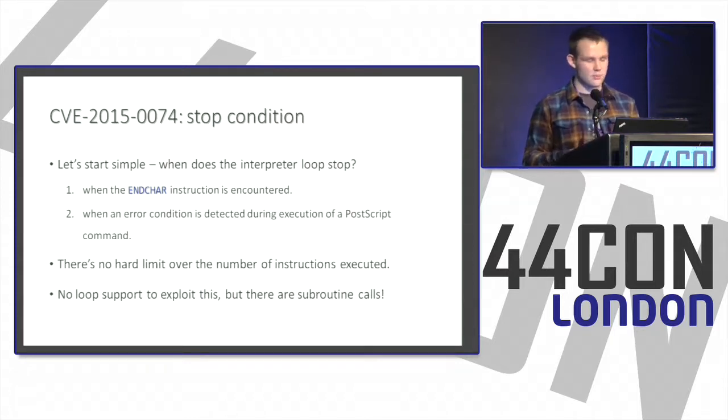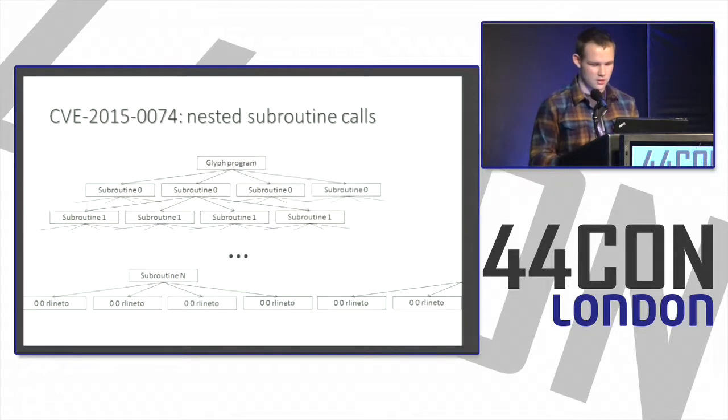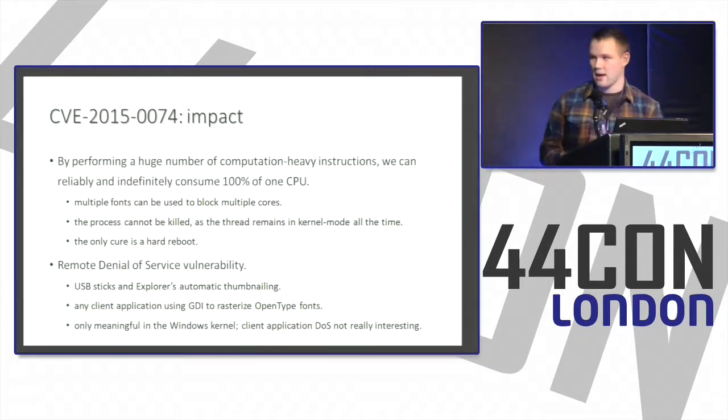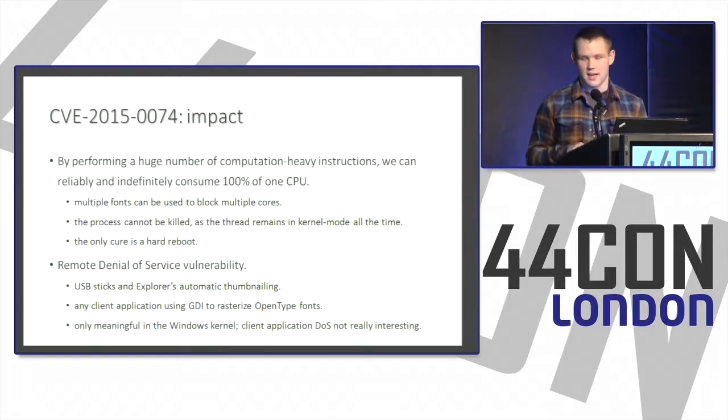And even though there is no loop support, contrary to, for example, TrueType, you have subroutine calls. So you can just create a large tree of subroutine calls of depth 16, for example, and at the bottom of it, you can have some CPU intensive instructions executed so that it will execute forever. So it's a very simple bug. It allows you to take up 100% of one CPU, and you can use multiple fonts to block multiple cores. And the process couldn't be killed on Windows because the thread would remain in kernel mode all the time. So yeah, that's just a simple DoS for the Windows kernel.